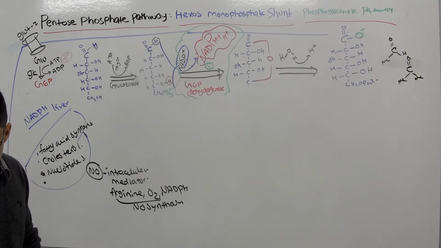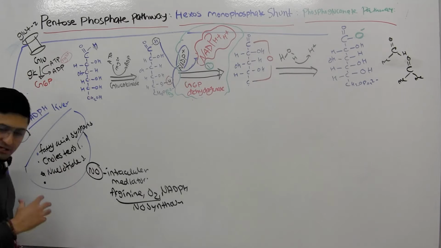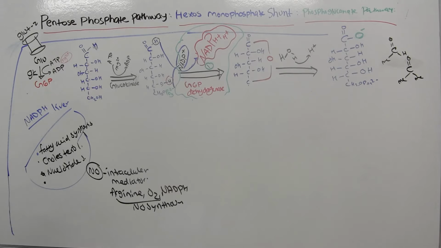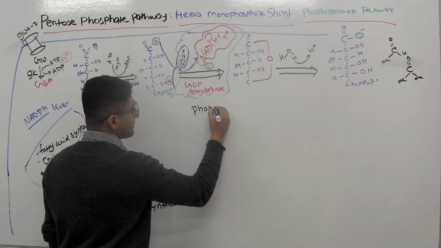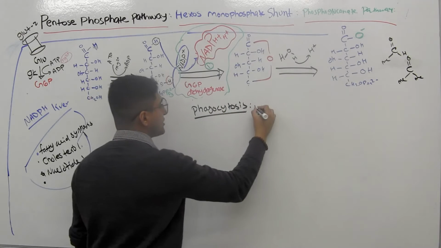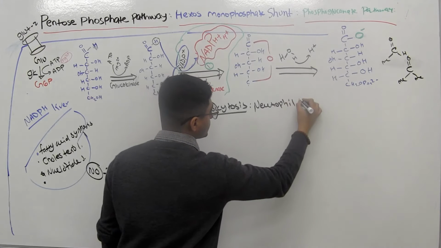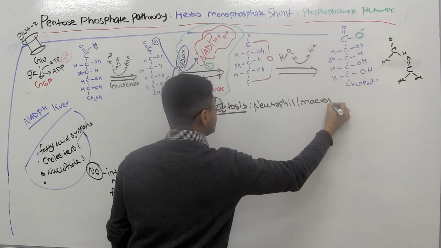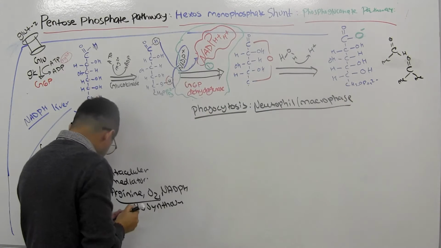Now, what else do we do with this? This is for the liver cells. Now let's talk about the role of NADPH in phagocytic cells. Let's say this is a phagocytic cell. It could be macrophages. Let me just write down neutrophils here. I love neutrophils, they're awesome. Neutrophils are like, let's say, macrophages. Let's talk about the role of NADPH.